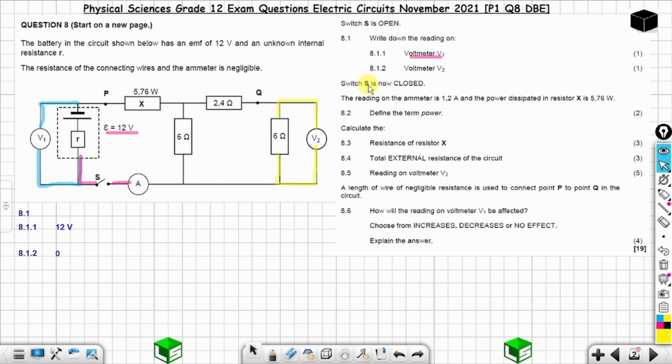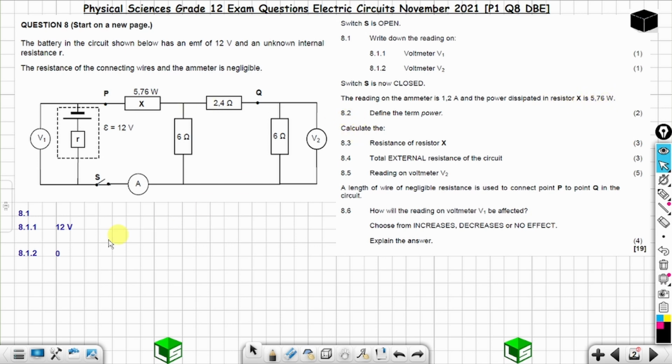Now switch S is closed. The reading on the ammeter is 1.2 amperes and the power dissipated in resistor X is 5.76 watts.